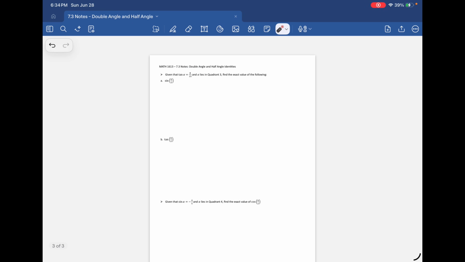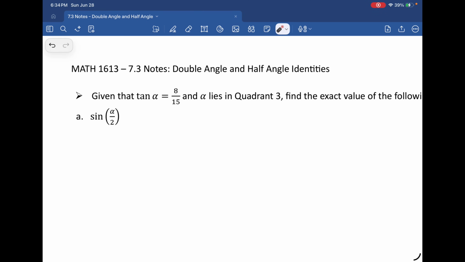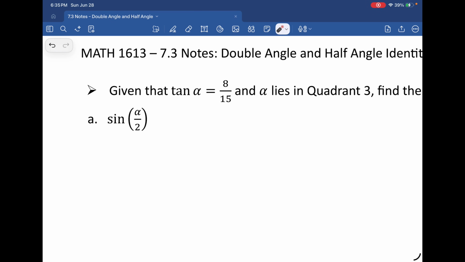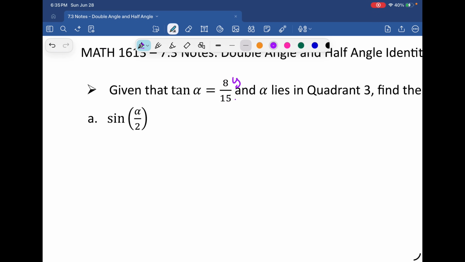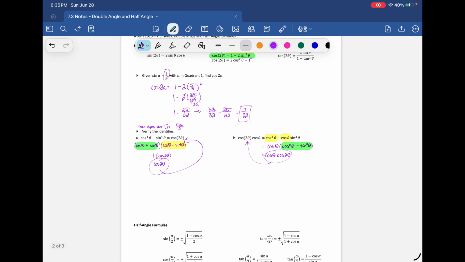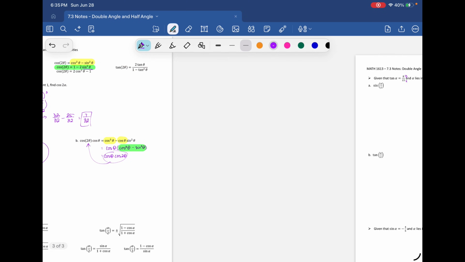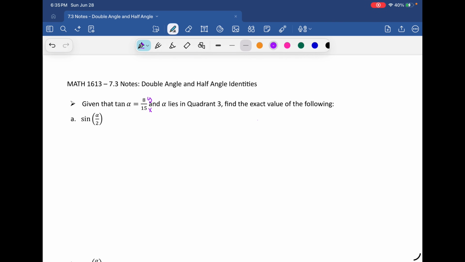All right, so doing these two examples, given that tangent alpha is 8 over 15 and alpha lies in quadrant 3. Okay, we've got to consider, let me back up. We want sine of alpha over 2, so half angle. I know that this is y and this is radius or x. And if I go back and look at the formula for sine, I need cosine. So I'm going to go over here, off to the side, and find the radius, because cosine is x over radius.